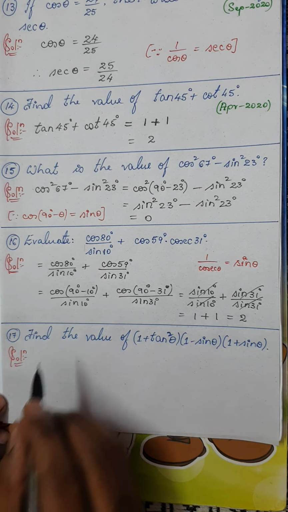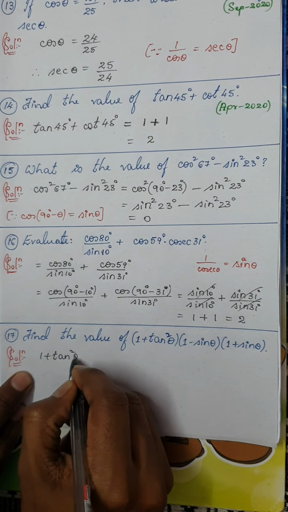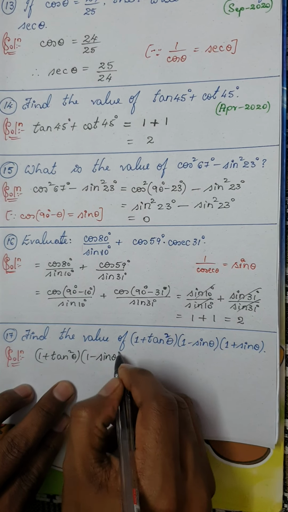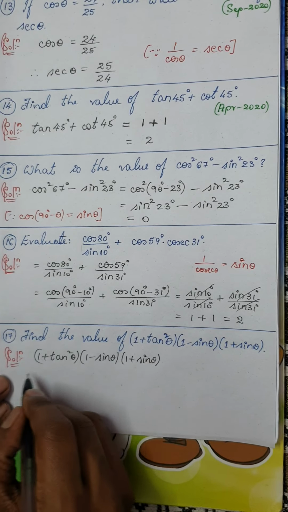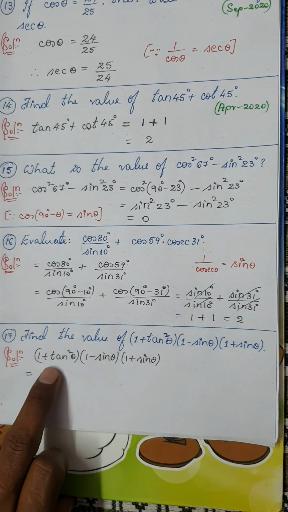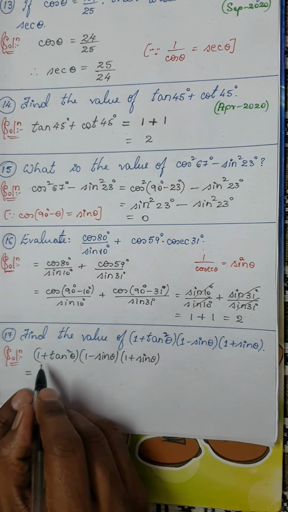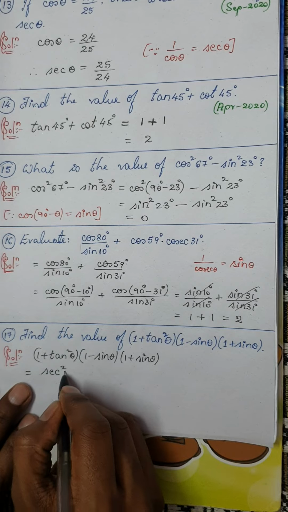This is a descriptive question. Let me take 1 plus tan square theta into, I have 1 minus sin theta into 1 plus sin theta. So this is nothing but, we all know what is 1 plus tan square. Just now we proved the identity. 1 plus tan square is, yes Pramod, it is secant square theta.